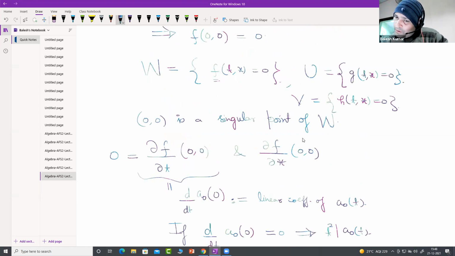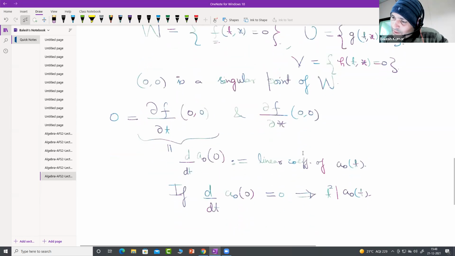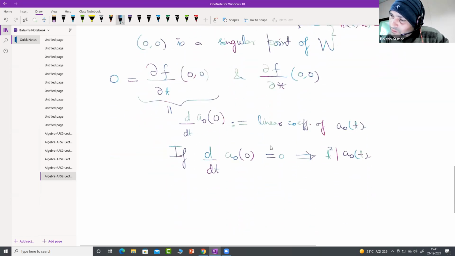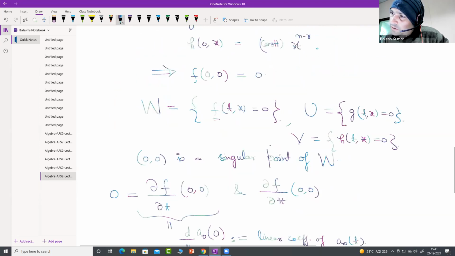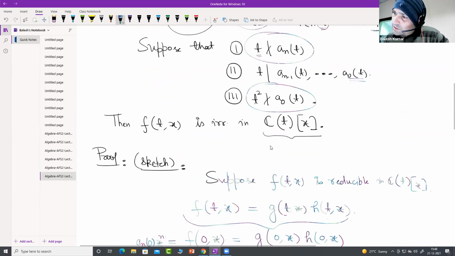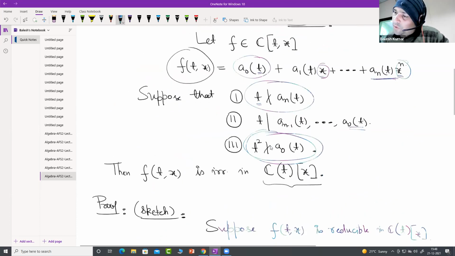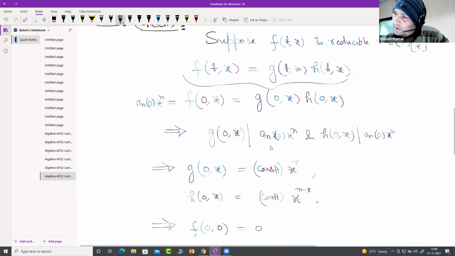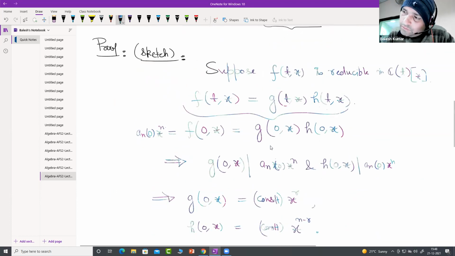Yeah, so therefore what we are proving, that d by dt of a naught of 0 is 0, implies that this a naught t in fact has a factor t square in common. Which is a contradiction to the fact that we have assumed that t square does not divide this constant term. And so therefore such a factorization cannot be possible, and thus we are done.